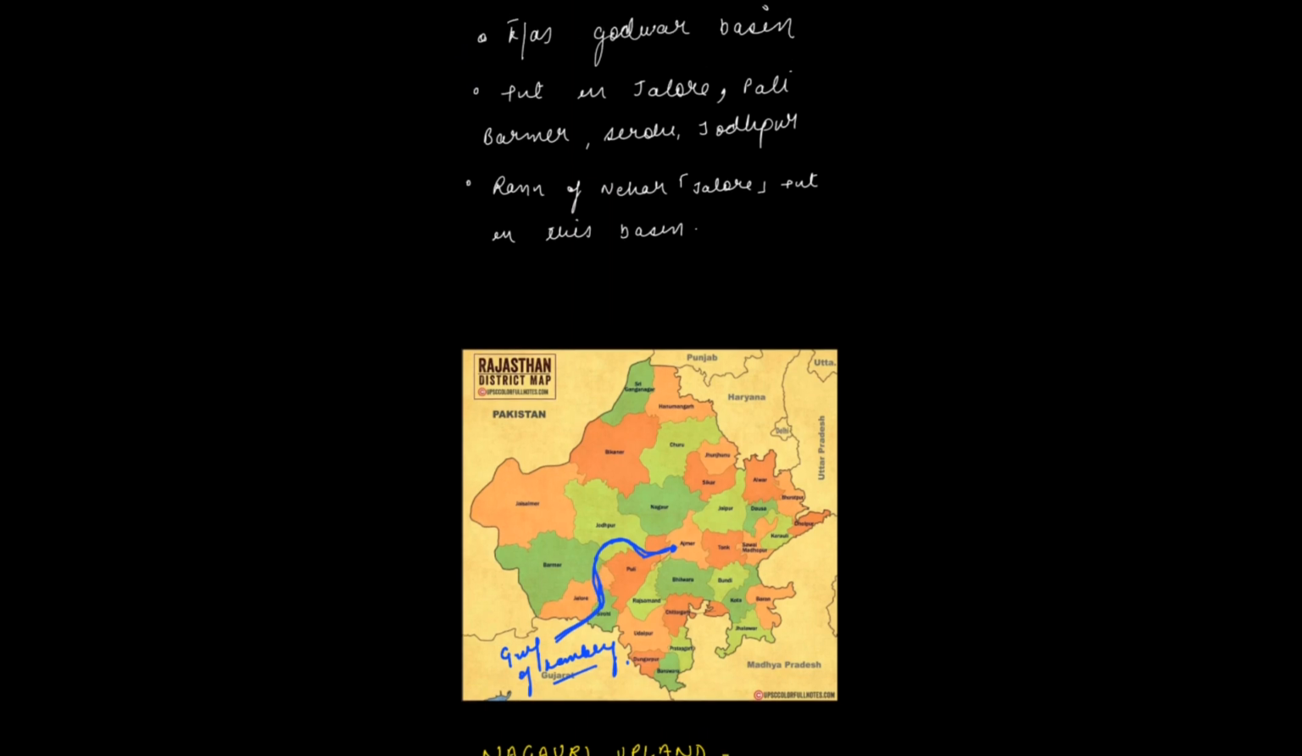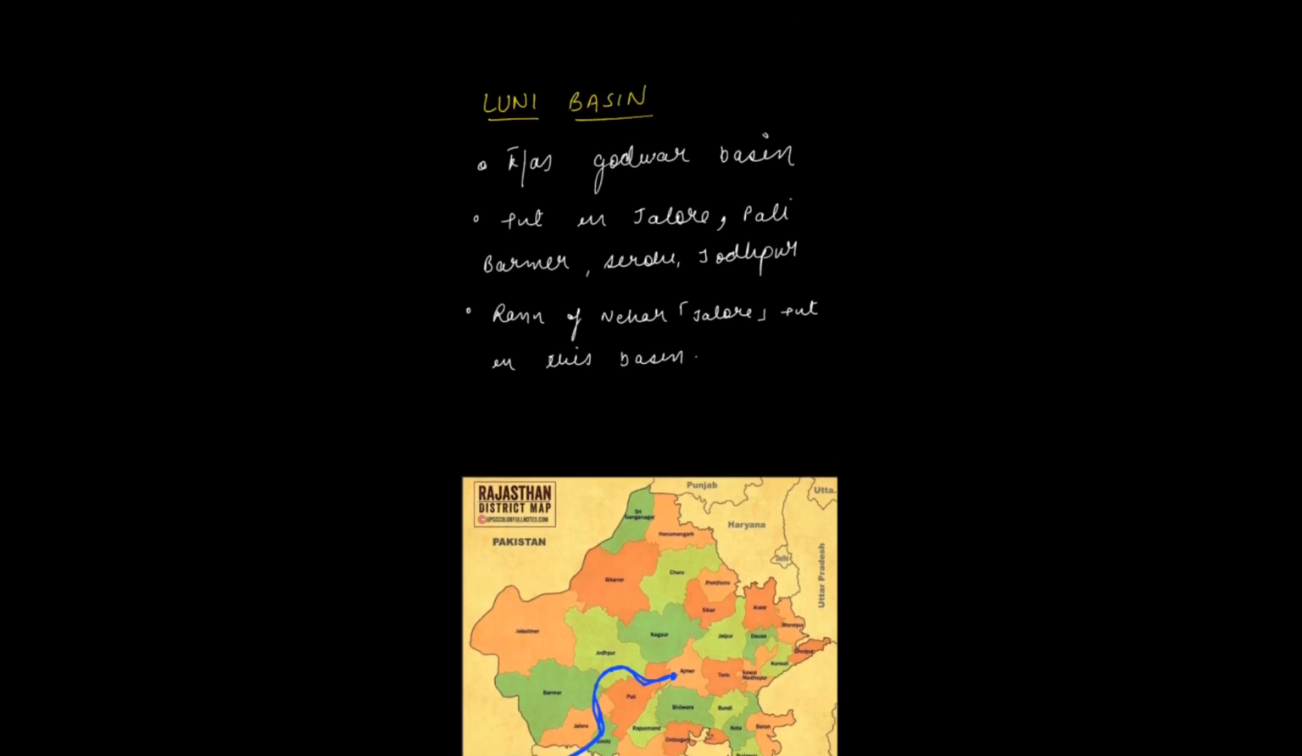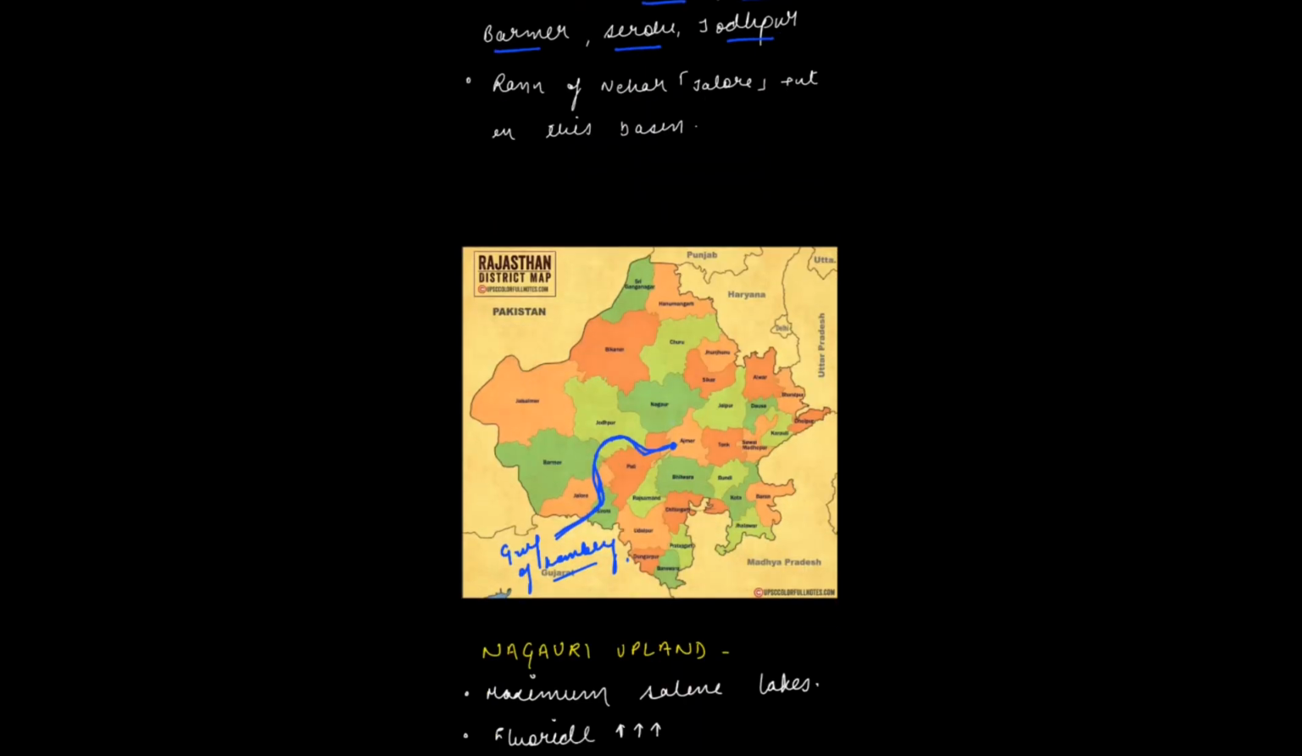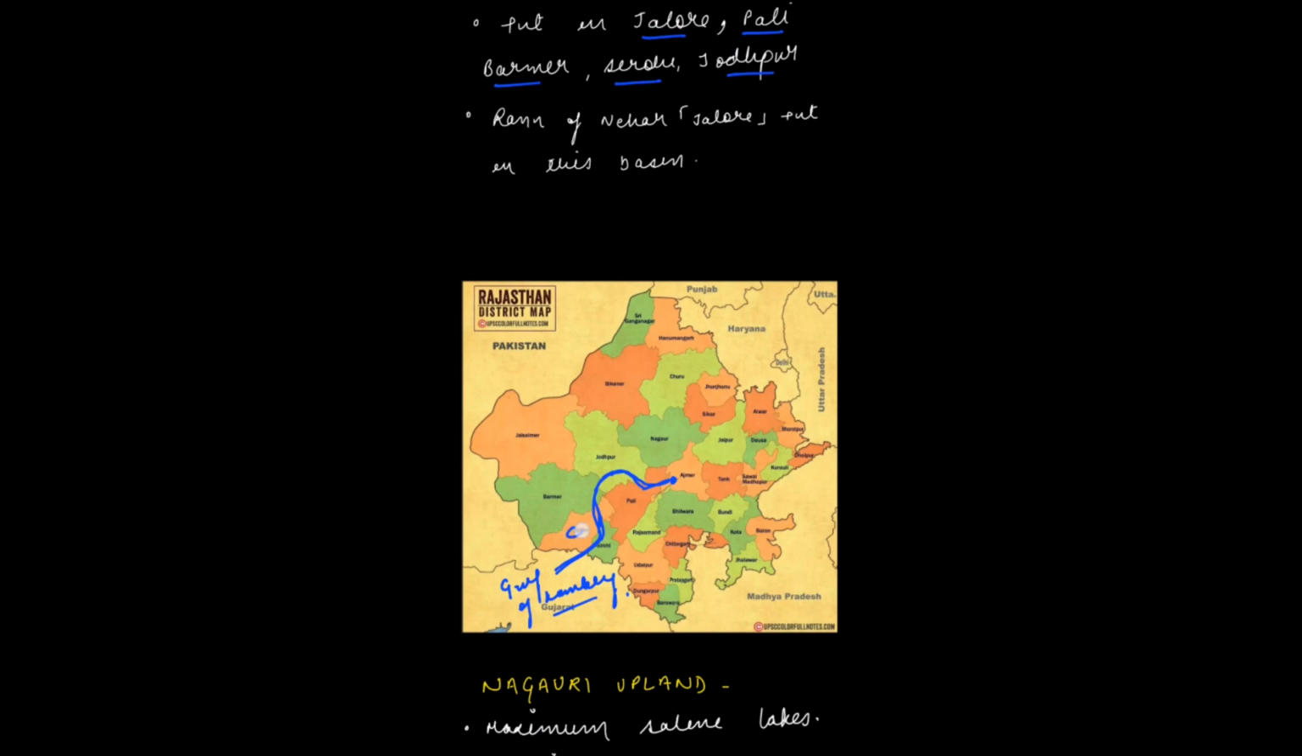The river Luni is also known as the Godwad Basin. So let's see the facts. Then the catchment area is Jalore, Pali, Badmer, Sirohi, Jodhpur, which I showed you through the map. In Jalore we have a run of Nehad, which is present in the basin of river Luni.